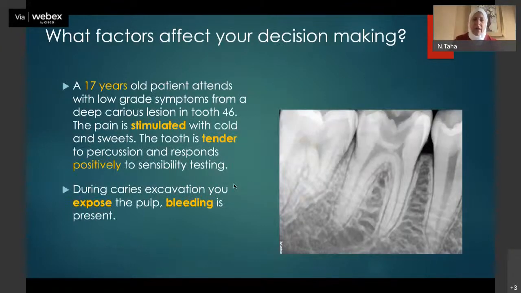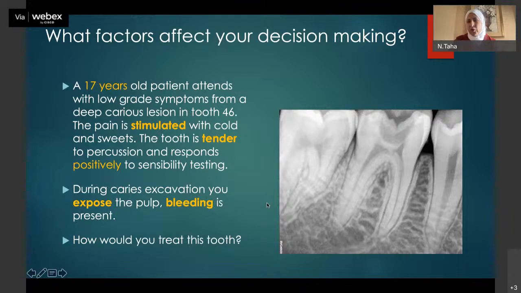So I want to ask you a question. If you have a 17-year-old patient attending with low-grade symptoms, maybe like pain on cold or sweet, with a deep carious lesion in tooth 46, the pain is stimulated with cold, the tooth is tender to percussion, but it responds positively to sensibility testing. You start caries excavation, of course under rubber dam, and then suddenly you see bleeding from the pulp. So how would you treat this tooth? Would you attempt pulp capping or pulpotomy, or should you initiate root canal therapy?